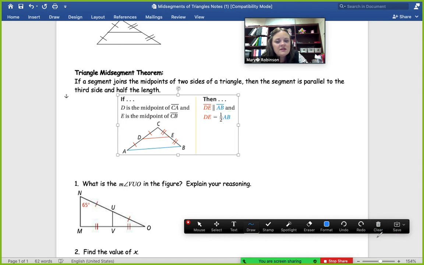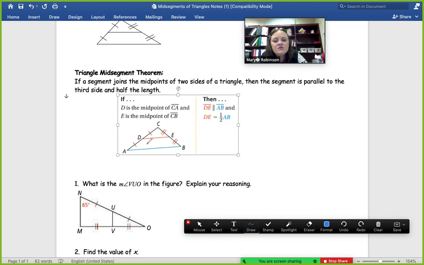So let me give you an example. Let's say that I tell you that DE has a length of 10. If DE has a length of 10, then AB is twice as long because DE is half. So this would be 20. Okay? Pretty easy. 10, 20. You double it for the bottom.